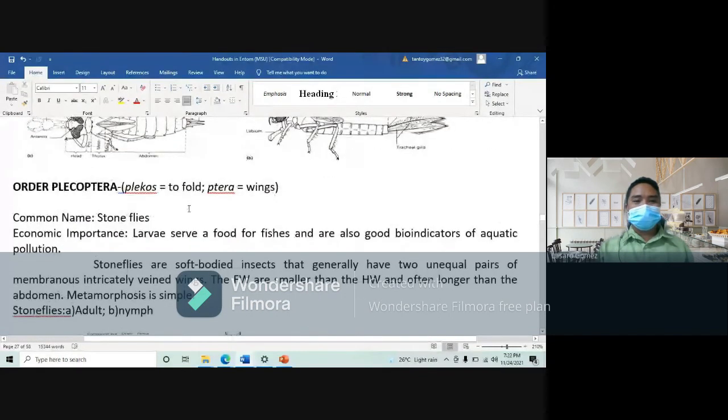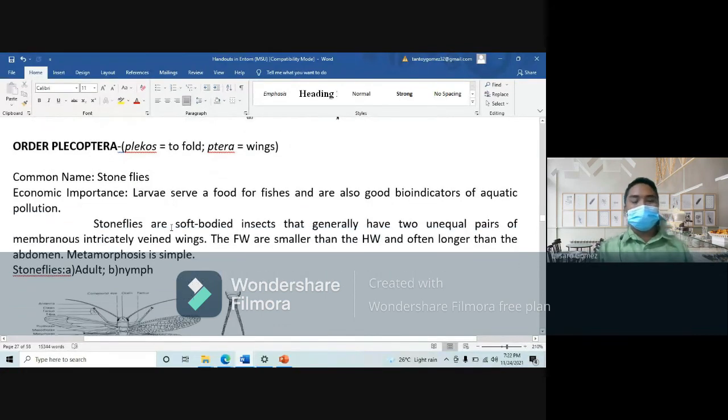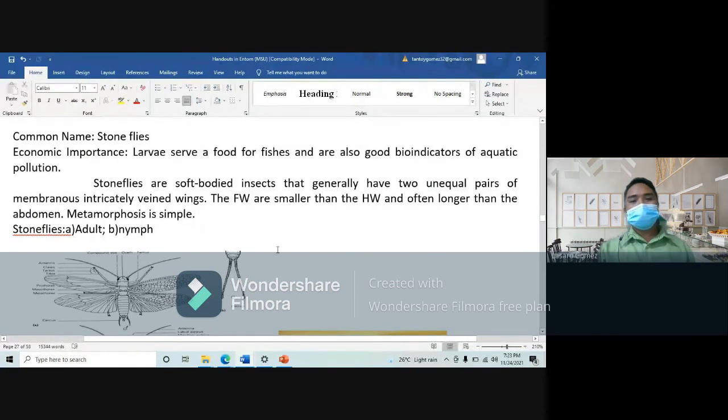The other order is Plecoptera. Plecoptera consists of two words. Plecos means to fold, pteron means wings. One best example of this order is stoneflies. The economic importance of this insect is that larvae serve as food for fishes and are also good bioindicators of aquatic pollution. Stoneflies are soft-bodied insects that generally have two unequal pairs of membranous, intricately veined wings.